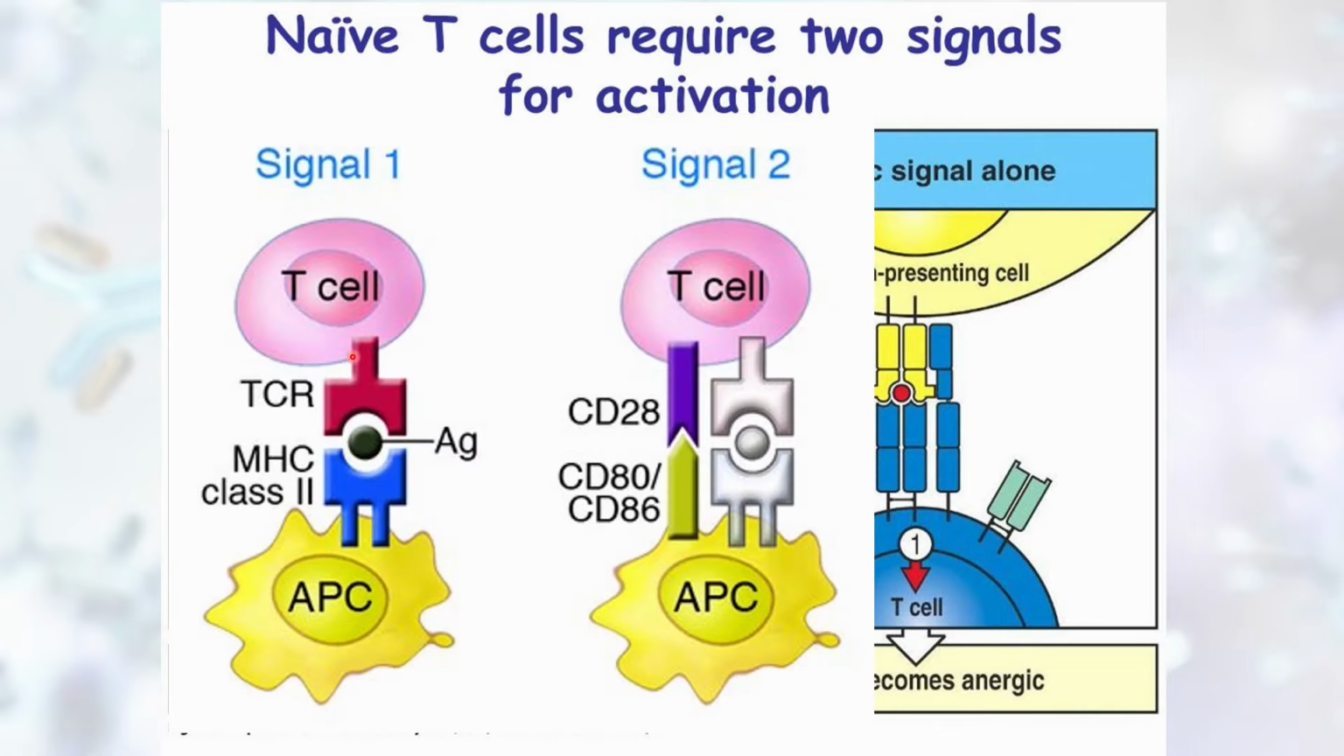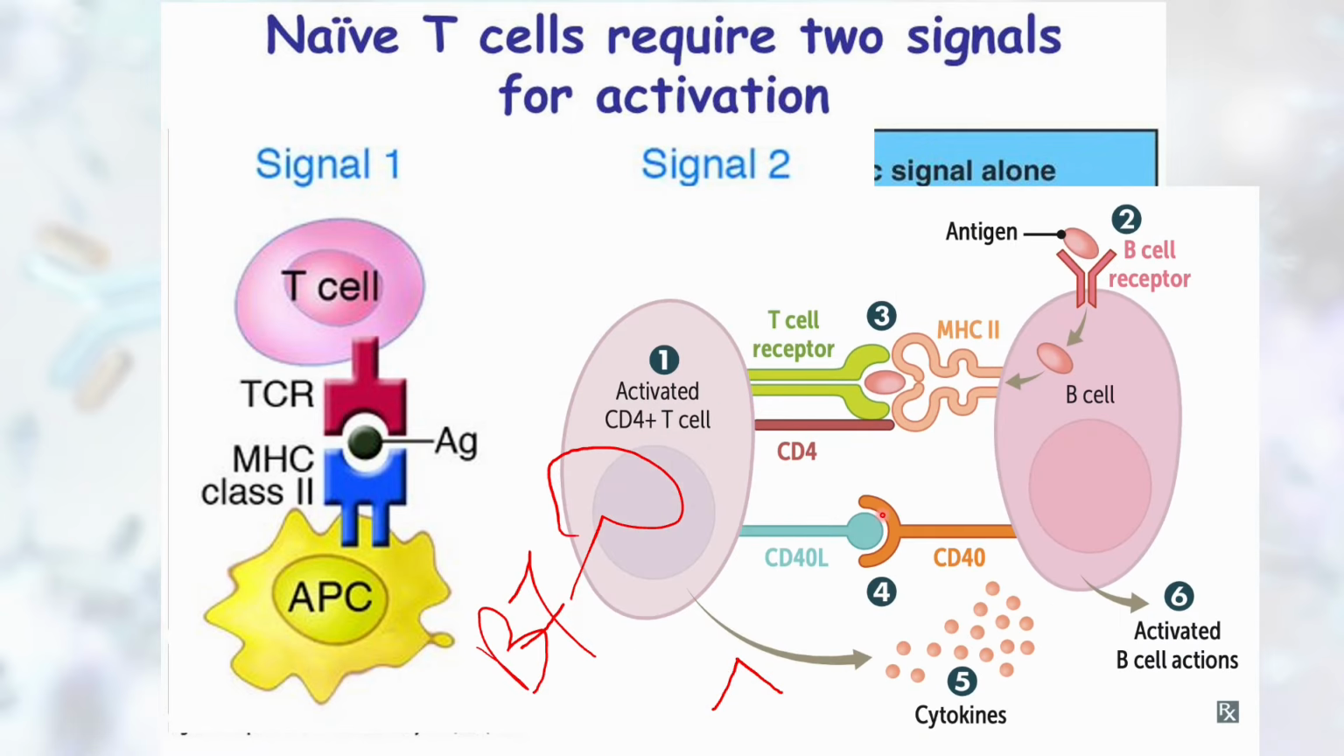Signal 1, like I said, is the MHC class 2 in association with a protein antigen. Signal 2 for any antigen presenting cell except the B cell will be CD28 receptor on the T cell and B7 on the antigen presenting cell, which could be a dendritic cell or a macrophage. Now, what if it's a B cell?